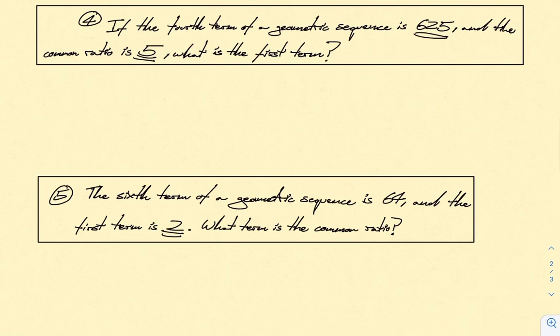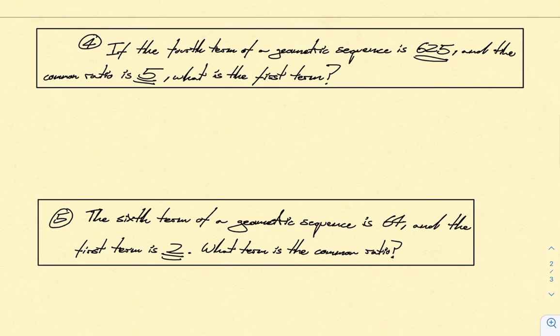Now, exercise 4 is also quite interesting, because what they are asking us to do is to find the first term. What is the first term? And before they give us a brief explanation, so they say that the fourth term of a geometric sequence, so U4 equals 625, and the common ratio is 5, so R equals 5.